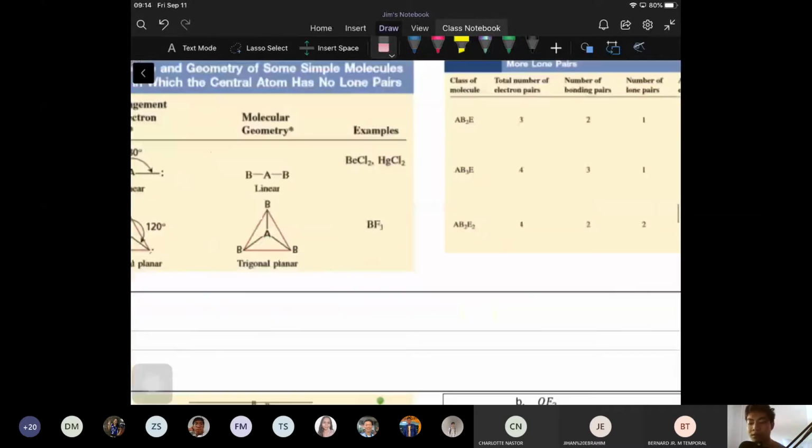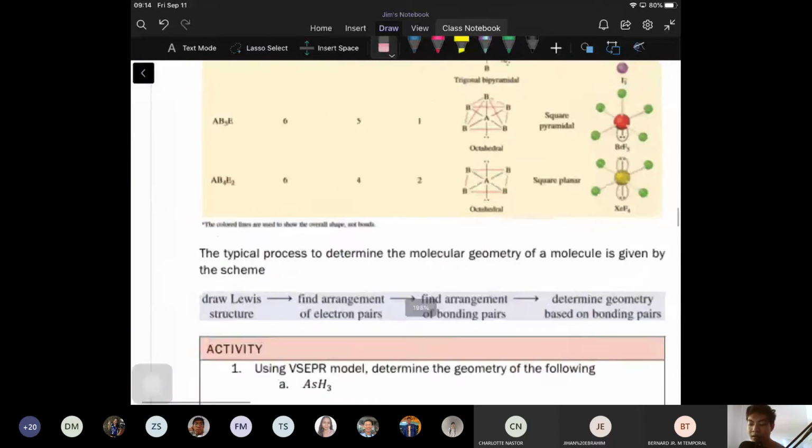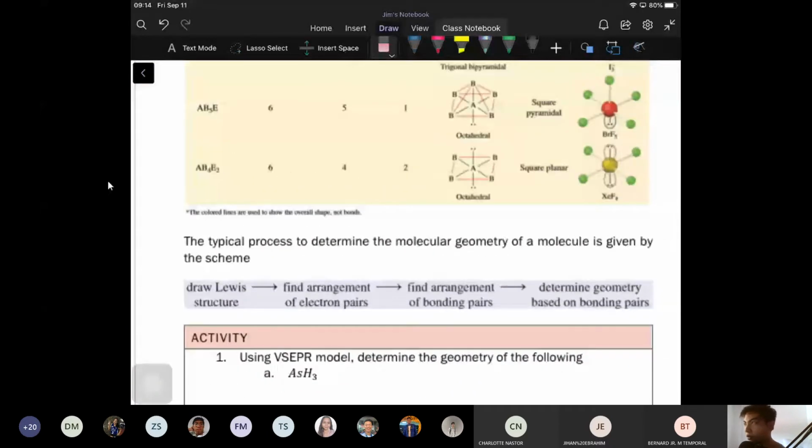So, but anyway, this is more on memorization naman. So, paano yung technique natin? For you to determine the geometry of the molecule, this is the scheme, no? Draw the Lewis structure. You can use the NASA rule. If it violates the NASA rule, then wala tayong choice. Gawin natin yung mga technique, no?